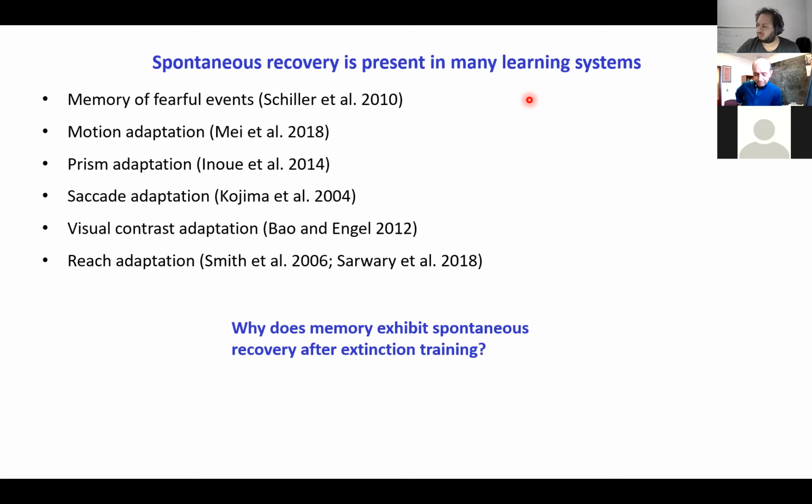Okay. But if you train for the same amount of time as you train the first error, would you still have spontaneous recovery?